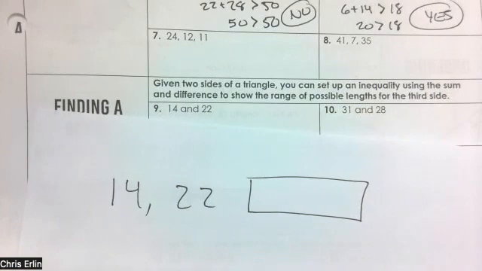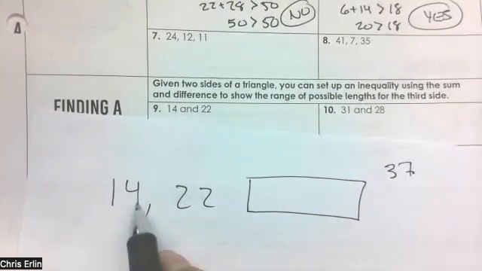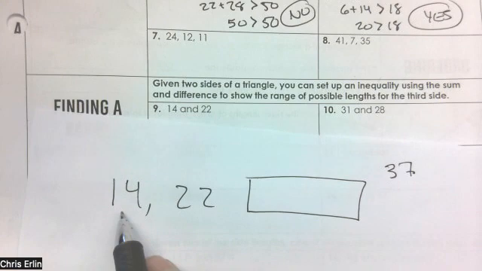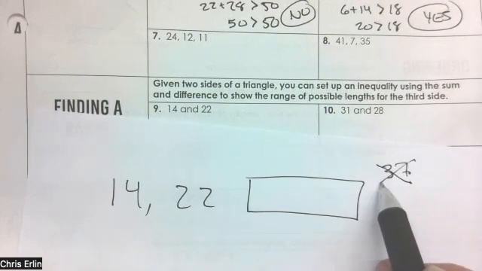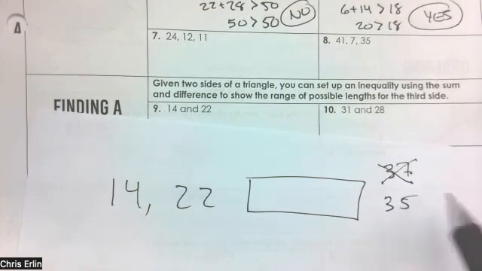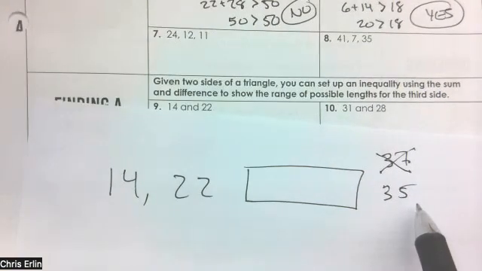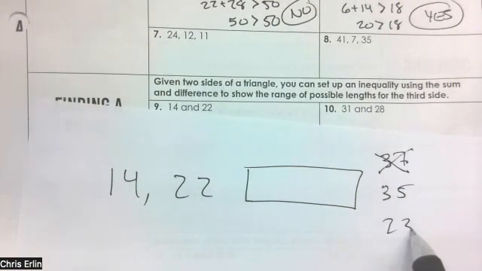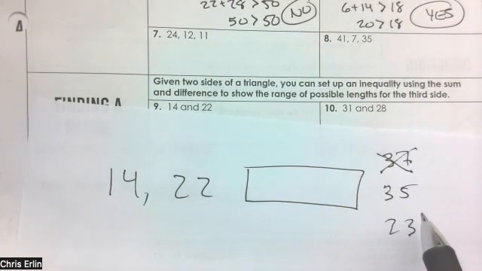37. It's a great example of one that won't work. Because then these 2 are the shorter ones. 14 plus 22 makes 36. It's not greater than the longest one. So this would not work. 35 would work, wouldn't it? What else? 23. Okay. So this plus this is 36, which is greater than 23. Great. All right.